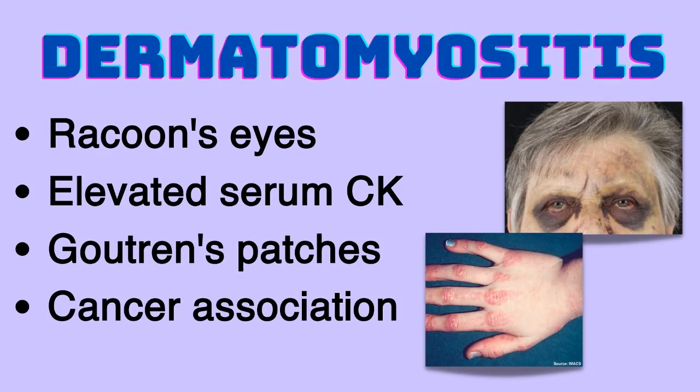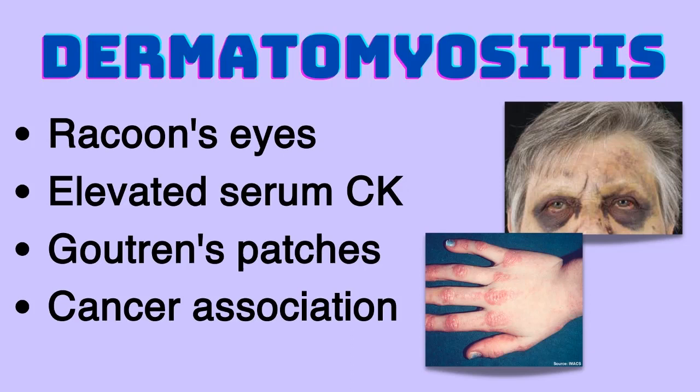Okay, here's a patient that you've seen already. Remember dermatomyositis with the raccoon eyes? This is where they have elevated serum CKs. This one doesn't show the raccoon eyes quite as well, but it does show this little rash that you see right over the proximal interphalangeal joints. It's kind of a silvery rash called Gottron's patches. And this is dermatomyositis. This is the one that has the highest association with an underlying cancer.